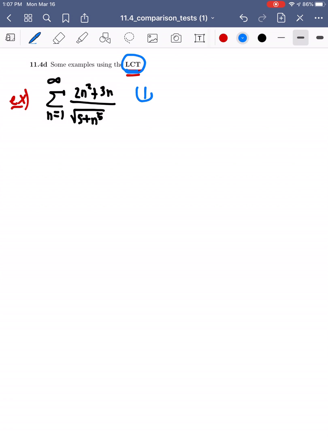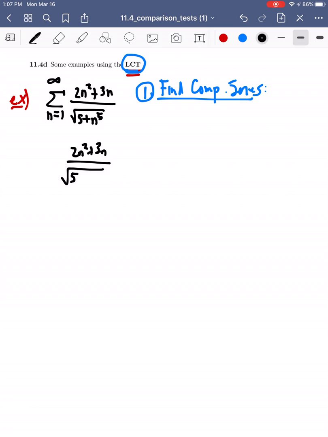So again, the first thing we need to do is find a comparison series. And we do that the same way we've been doing. We start off with, okay, what series am I given? It's 2n squared plus 3n all over the square root of 5 plus n to the fifth. We ask ourselves, for very, very large values of n, what does this look like?